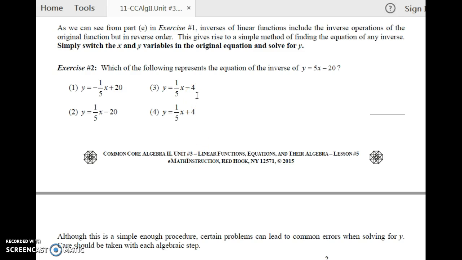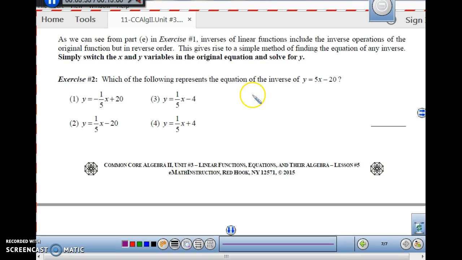Now, what we're going to be looking at is how do we find the equation of the inverse algebraically? Well, it has to do with looking at the rule that we have. The rule for inverses is switch the x and y variables in the original equation and solve for y. So that's what we're going to do.